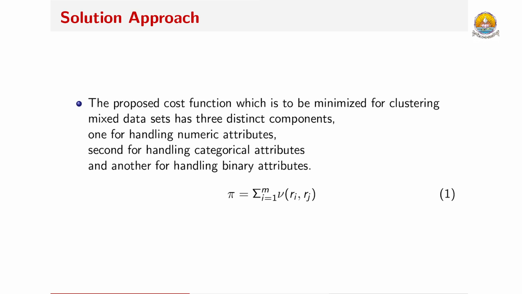So the solution approach is saying that the proposed cost function, which is to be minimized for clustering mixed data sets, has mainly three components as specified before. What we do is we try to amalgamate or integrate all these measures, which we call as Vri, Rj, that is the distance, and how we integrate this will be explained in the subsequent slides.